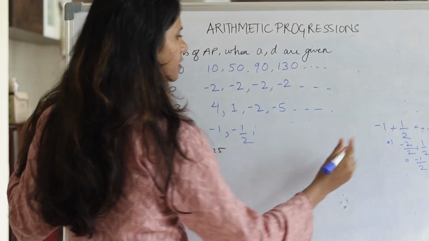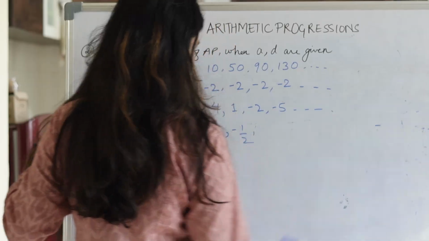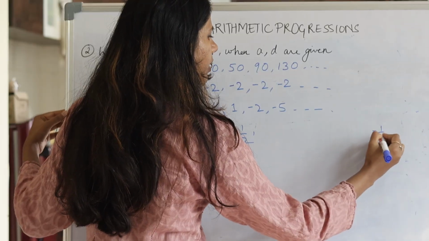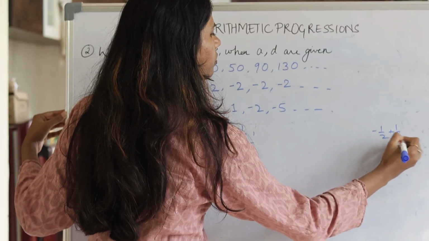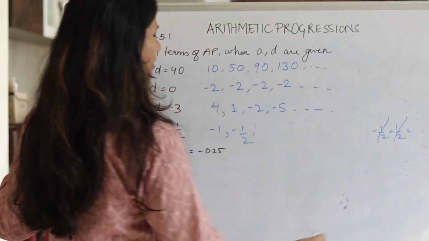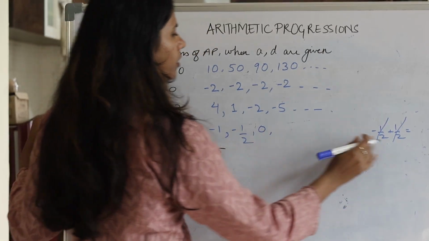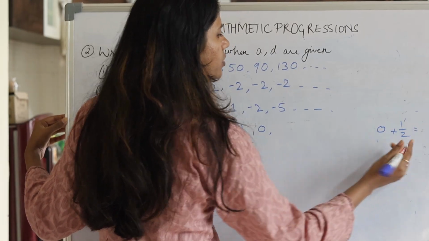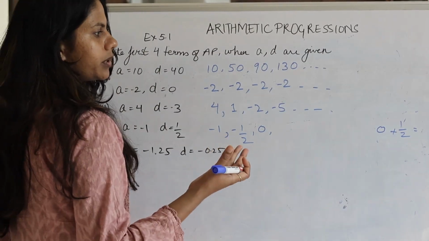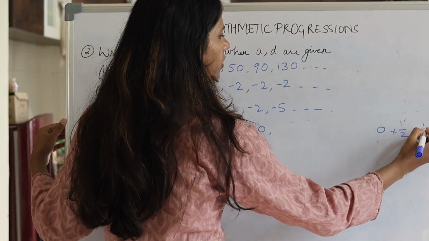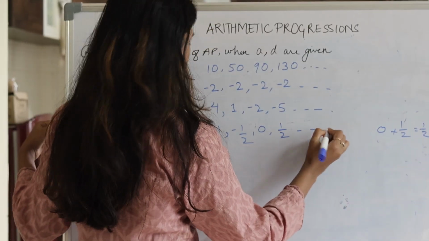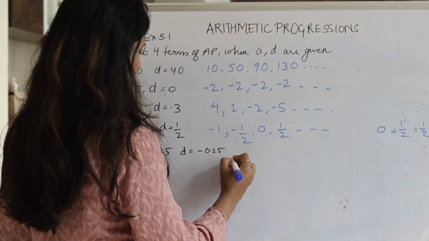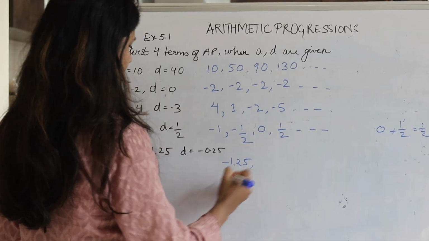Then next is minus 1 by 2 plus 1 by 2. So plus and minus will get cancelled out, it will be 0. Now 0 plus 1 by 2. Any number if added by 0, it will be the same number, which is 1 by 2, 1 by 2, and so on.